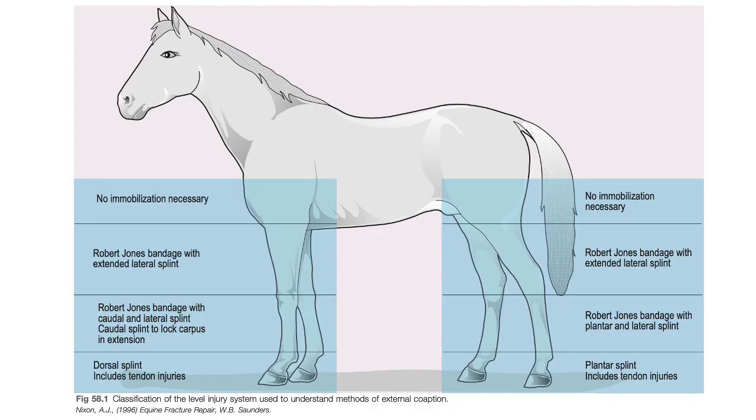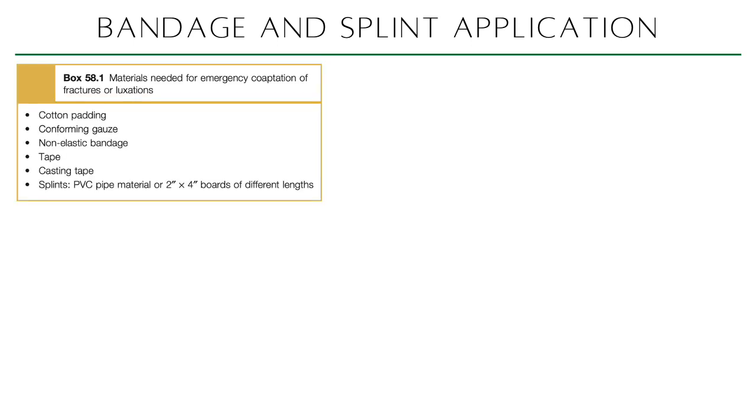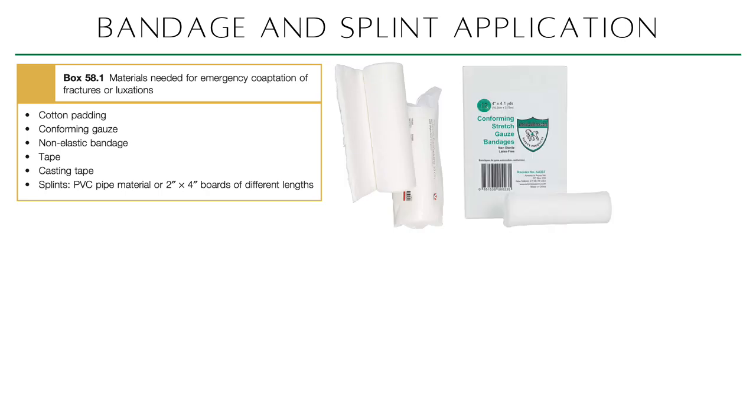Right? So this is what I said when I said the bandage and splint application would be dependent on the level of injury of the horse. Right? They're just summarized there. So in applying bandage and splints, what do we need? If you still remember, you have the cotton padding, you have a stretch gauze or the conforming gauze. Okay, this will compress or secure your cotton padding.